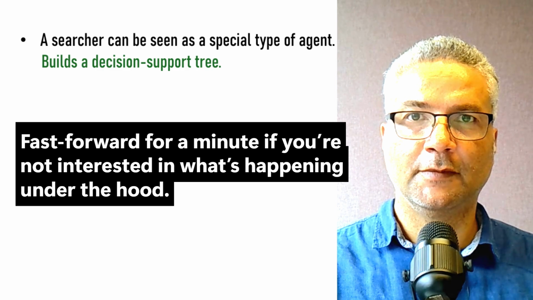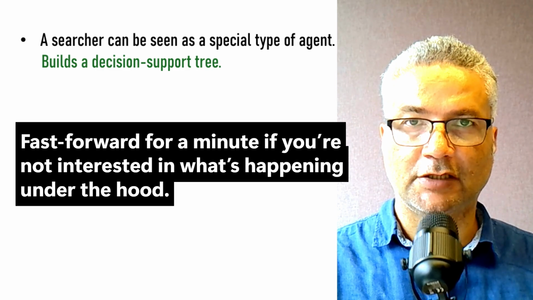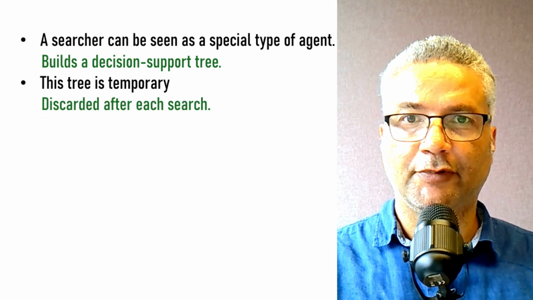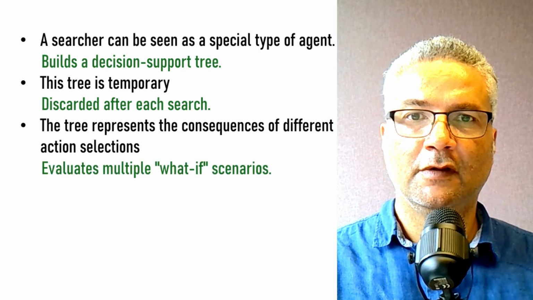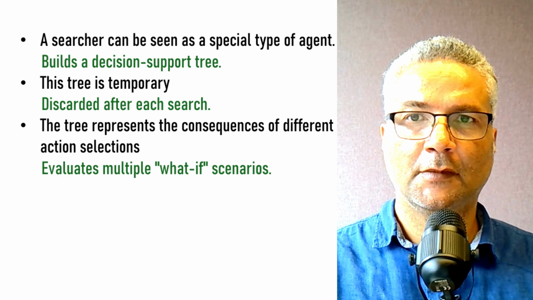Seen as a special type of agent, it builds a tree and uses it for action selection. The tree is only temporary. After a search, it is discarded. The tree represents the consequences of different action selections.